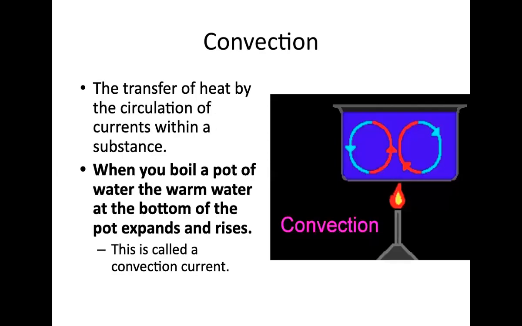Okay. Next is convection. Convection is the transfer of heat by the circulation of currents within a substance. A great example of this is when you boil a pot of water, the warm water at the bottom of the pot expands and rises. Because the stove is touching the pot, the water that's closest to the bottom is going to what? It's going to heat up first, but then it's going to rise, okay? So this is called a convection current.